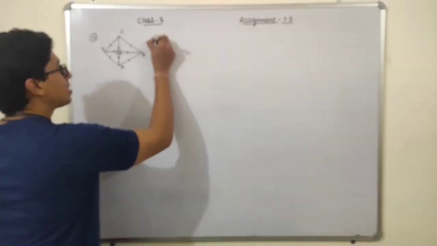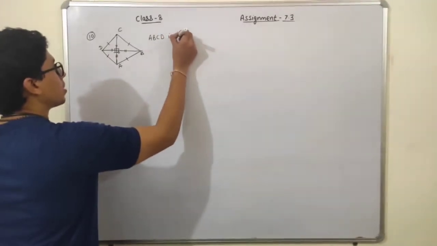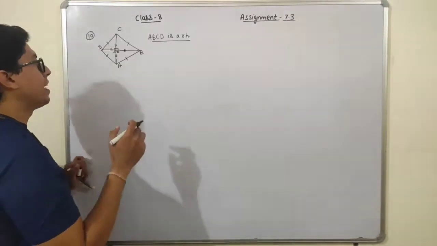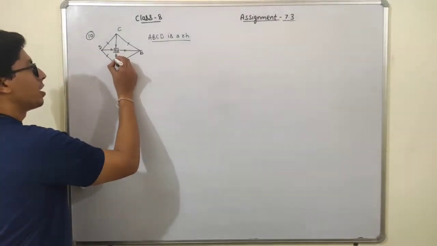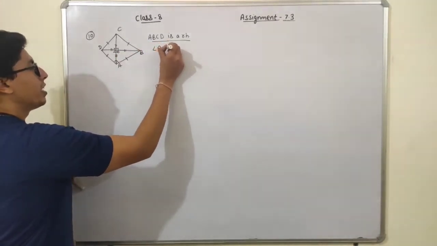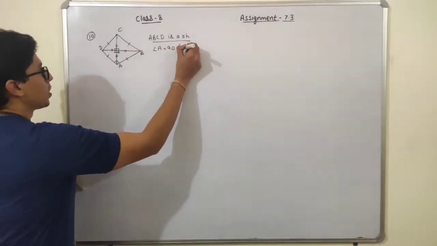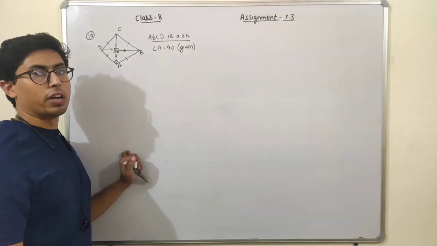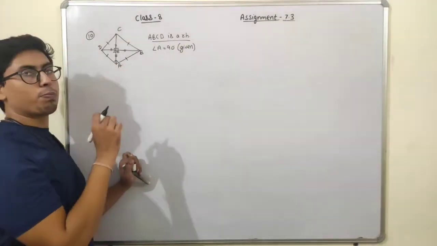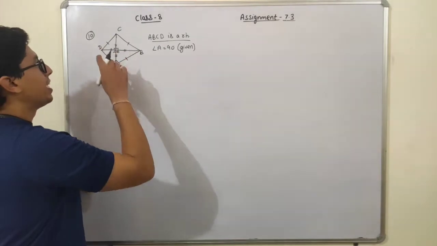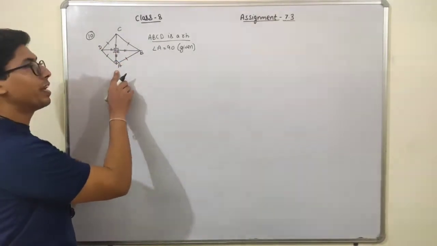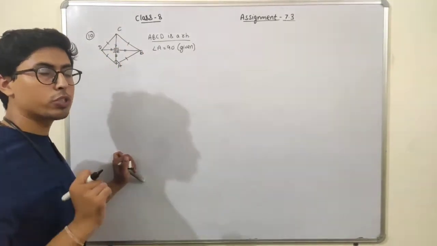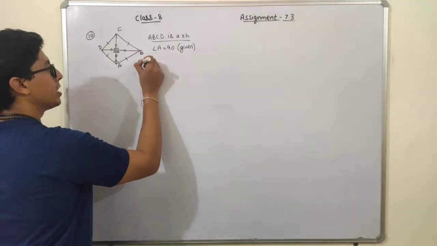It is given that ABCD is a rhombus. Also, take one of the angles as 90 degrees. So if I take angle A as 90 degrees, angle A is equal to 90 degrees, it is given. So students, what I have to do? I have to prove that ABCD is a square. Now to prove that ABCD is a square, I have to prove that all the angles are of 90 degrees. As A is 90, I have to prove that B is also 90, C is also 90 and D is also 90.